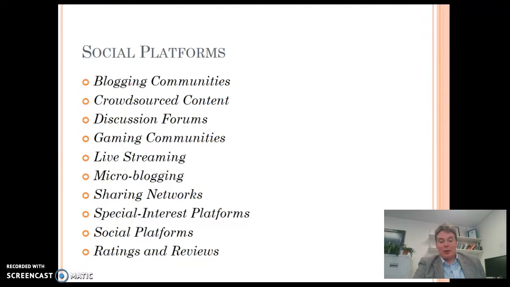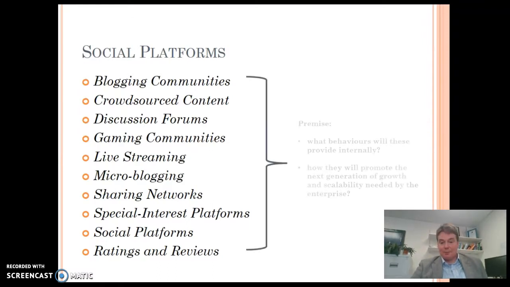We've got sharing networks, special interest platforms, things like Pinterest, where people communicate and share their interests. We've got social platforms like Facebook, and we've got ratings and review sites like TripAdvisor and things like that.